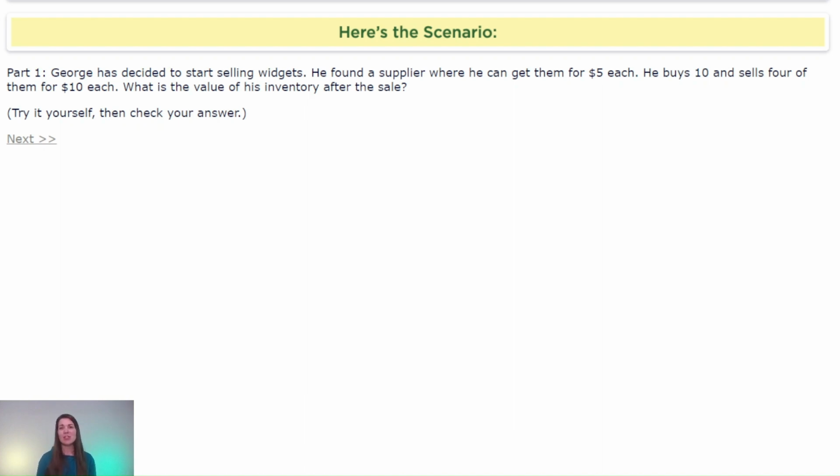Now, usually when we are doing our exercises, we work in the sample company, but this one's a little bit different because we are going to be doing some math. We are going to be calculating that inventory value. So there are two parts to this particular scenario. We're going to go through part one, work through the calculation of it, and then see the solution, and then repeat that for part two. So let's go ahead and read through part one and see what we're doing today.